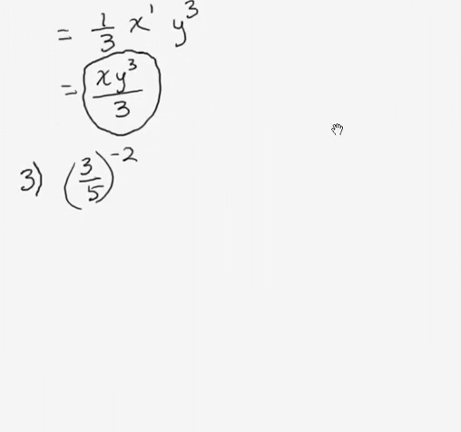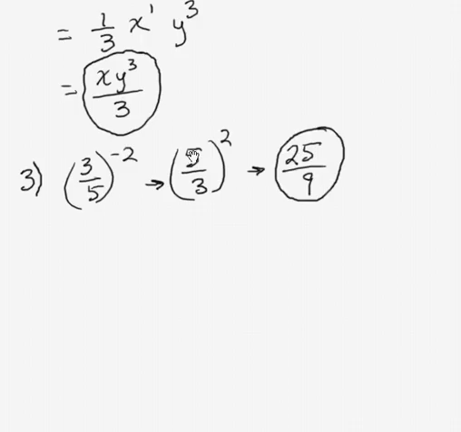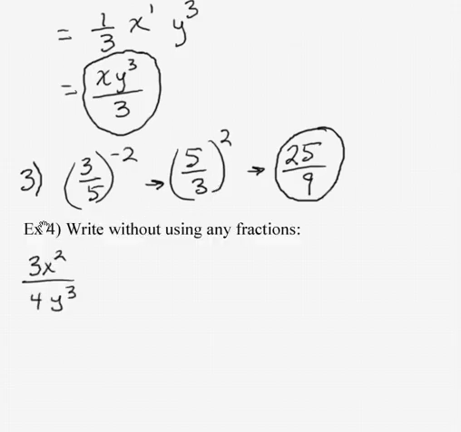All right, another example, we have a fraction raised to the negative 2 power. Several ways to start this one. I might start by taking the reciprocal of the base and make that 5/3 instead of 3/5. Now we're going to square that. So 5 times 5 is 25. 3 times 3 is 9. 25/9 is my answer.